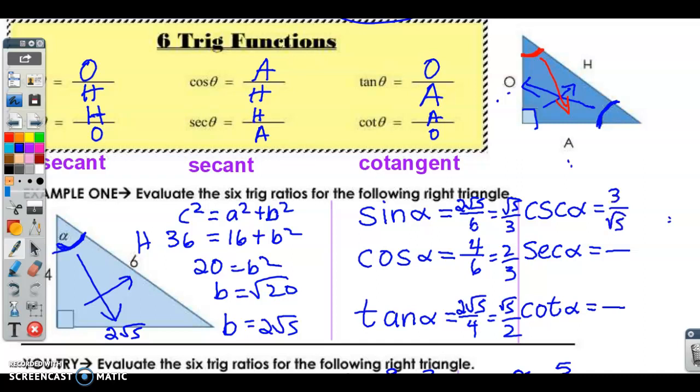And now we can't leave the root in the denominator. We need to rationalize the denominator. So we multiply by root 5 over root 5. And we get 3 root 5 over 5. Done. The reciprocal of 2 over 3 is 3 over 2, and the reciprocal of root 5 over 2 is 2 over root 5. Multiply by root 5 over root 5, and we get 2 root 5 over 5. That can't be simplified either. So try the next one. Press pause, try it, and I'll give you the answers.